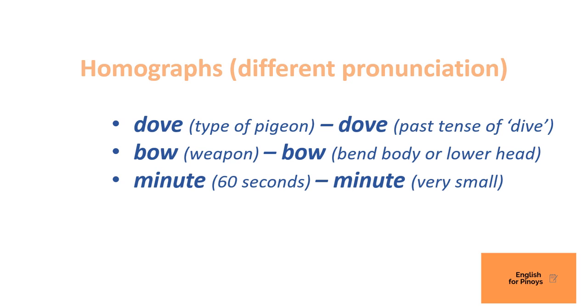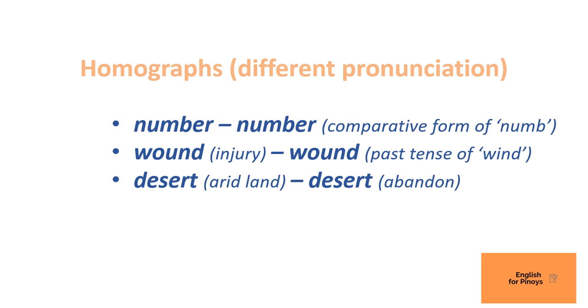Next is bow, so a weapon like bow and arrow, and then you have bow, meaning to bend your body or to lower your head as a sign of respect or reverence. So that's bow versus bow. Okay, next is minute. Everybody knows what minute is, right? It's the unit of time, 60 seconds. But if it's very small, you pronounce it as minute. Okay? For example, she was very concerned with the very minute details, meaning very small and insignificant details. Okay, so you have minute as a unit of time, and then you have minute, which means very small.